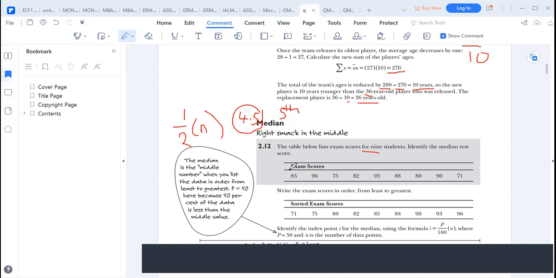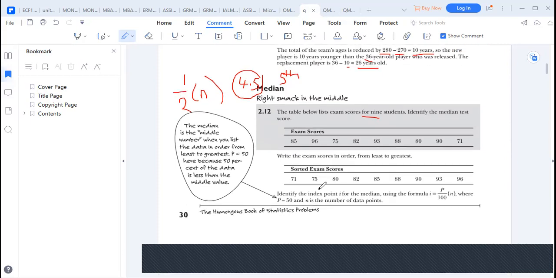So we rearrange them, starting from the smallest, which is 71, 75, 80, until the biggest number, which is 90. So to find the median, we do half of n, not n plus 1, half of n. So n is 9. So half of 9 is 4.5. So 4.5 to the nearest is the fifth number.